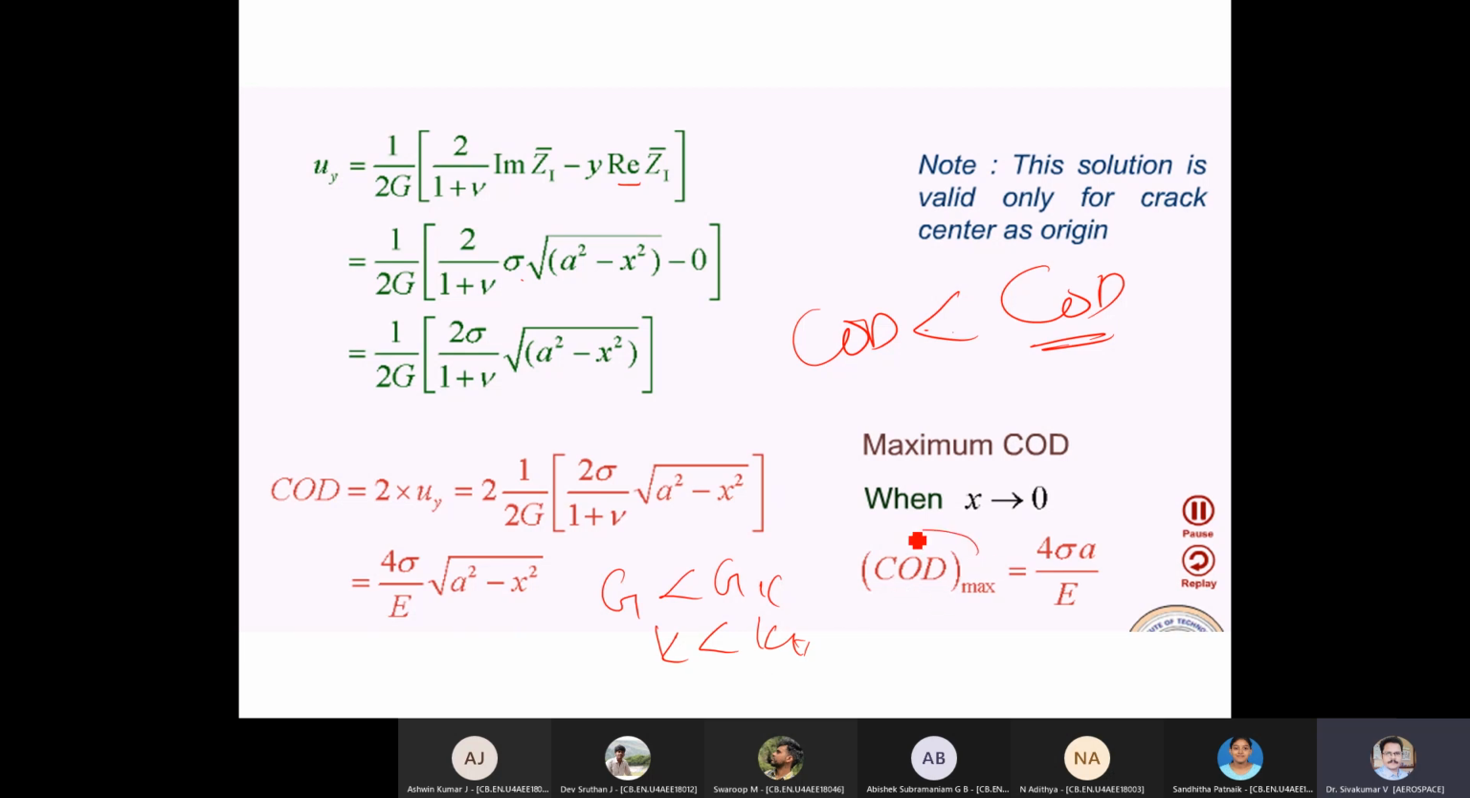When my COD will become more: if I increase my sigma, obviously the opening will be more. If I increase my crack length, obviously the opening will be more. If I increase material strength, it will become less. So this is the formula. The maximum COD at the tip I can get is 4 sigma a by E.